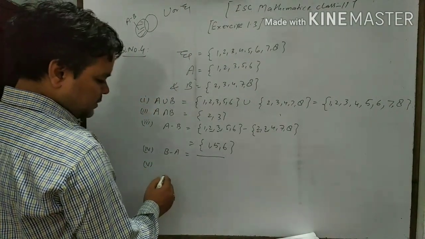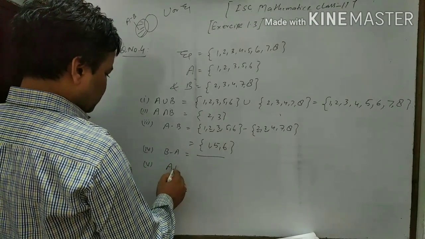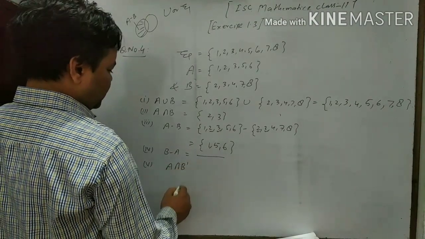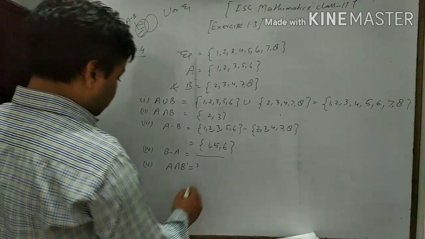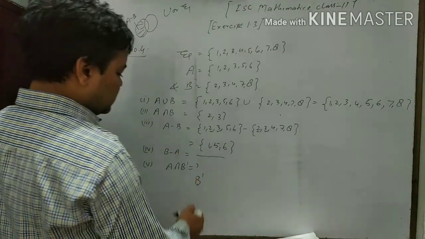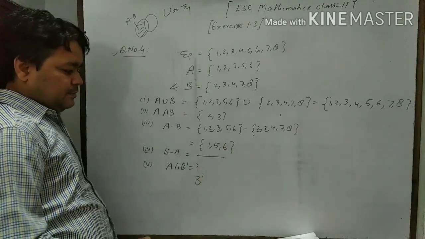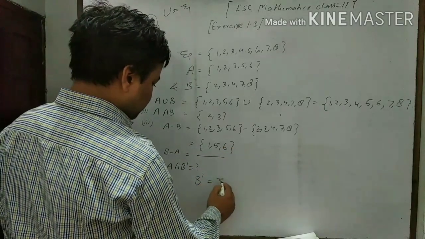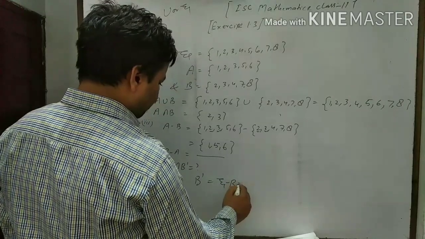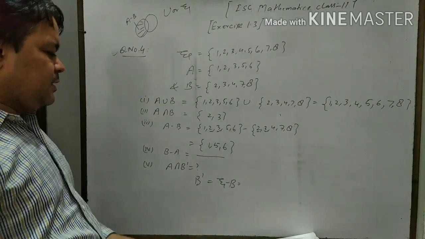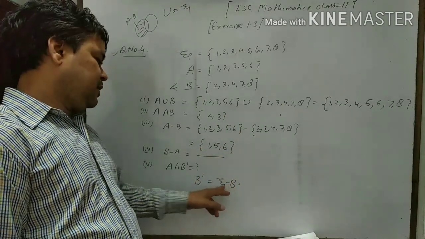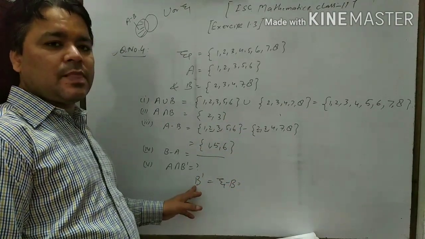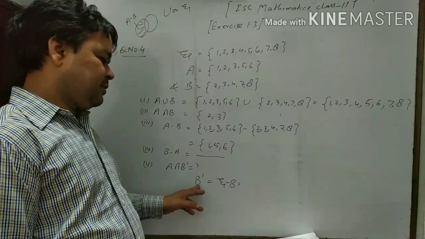The fifth part is A intersection B dash. We have to find it. First of all, we should find what B dash is, the complement set of B. Here it will be the universal set minus B, meaning the elements of the universal set which are not elements of B will be the elements of the complement set of B.